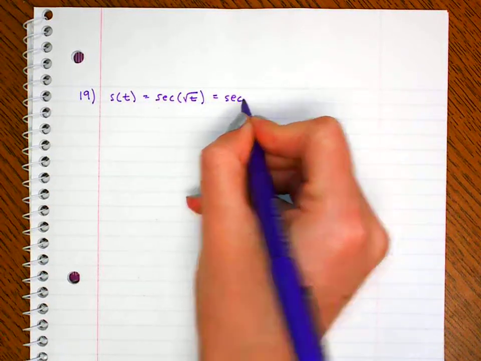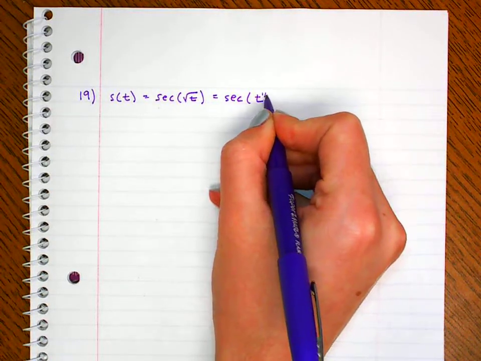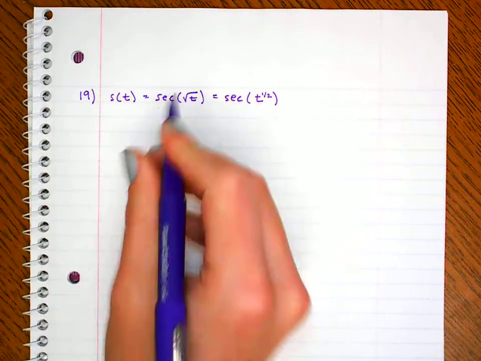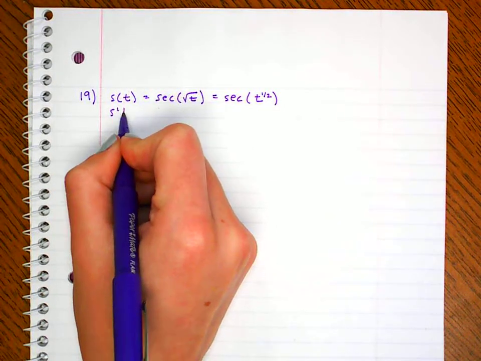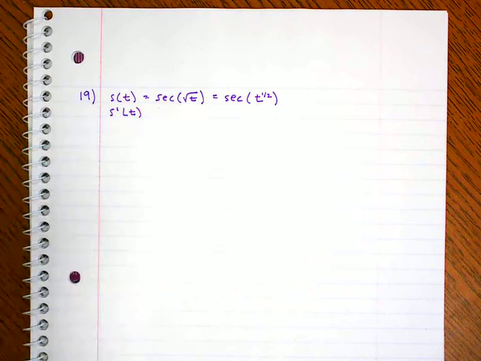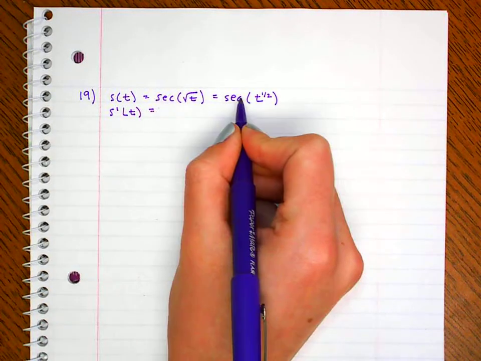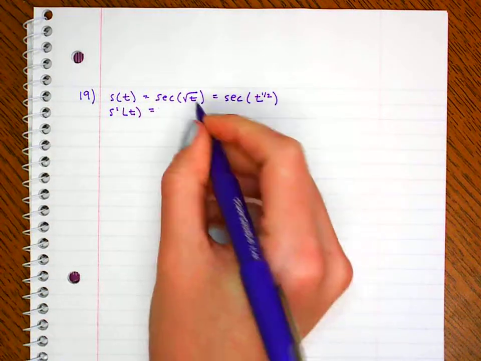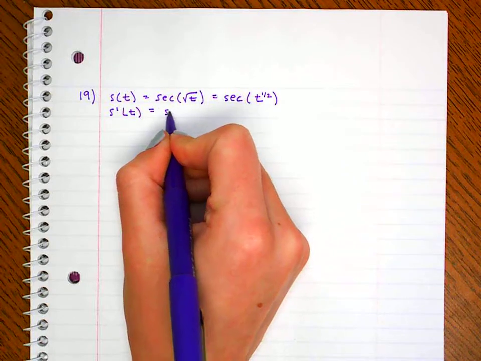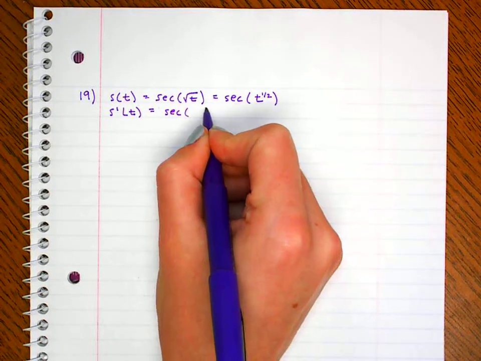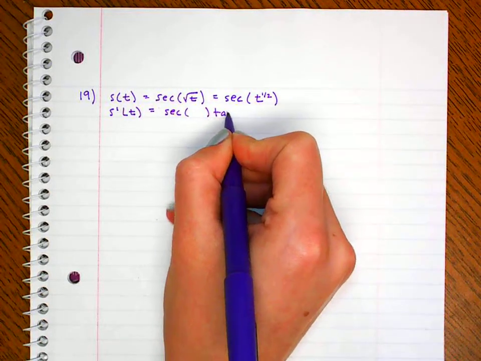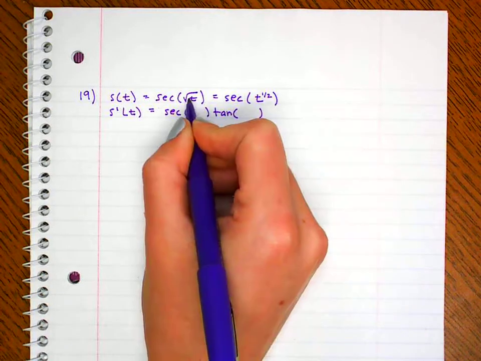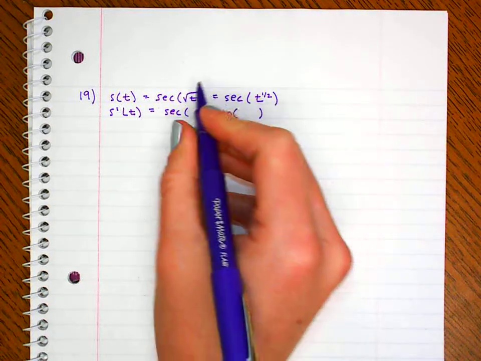I'm really taking secant of t to the 1/2, right? So if I'm going to take the derivative... Ooh, wow, that looked really silly. I'm sorry. The derivative of the outside secant is secant tan. So secant tan, right? But what was plugged into those? The square root of t was.